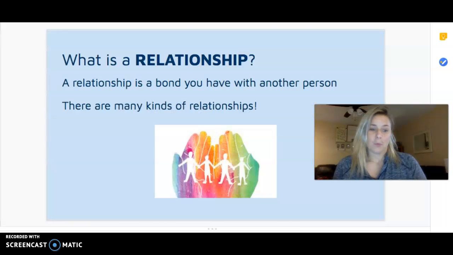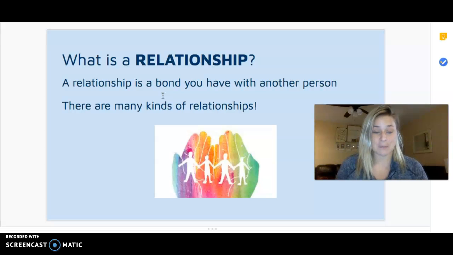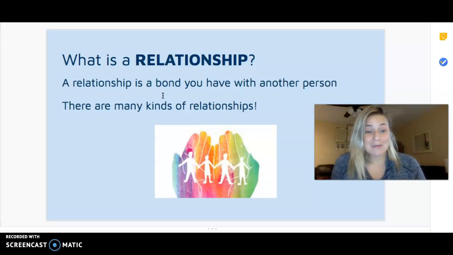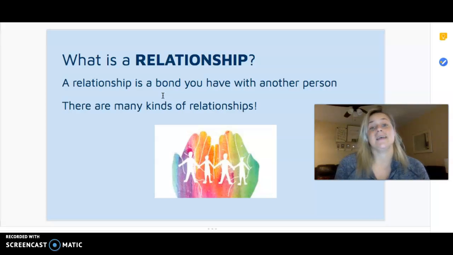So to recap, what is a relationship? A relationship is a bond you have with another person. A bond is something that means you're together, puts you together. So when you have a bond with someone, that means you spend a lot of time with them, you talk to them a lot. They are a big part of your life, so you have a special bond. It's what keeps you together.